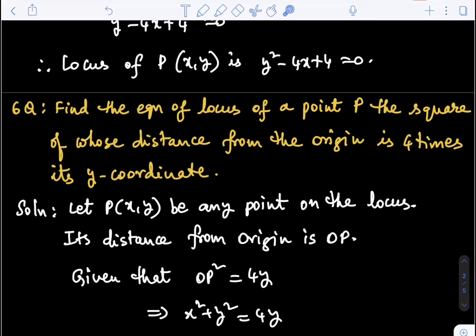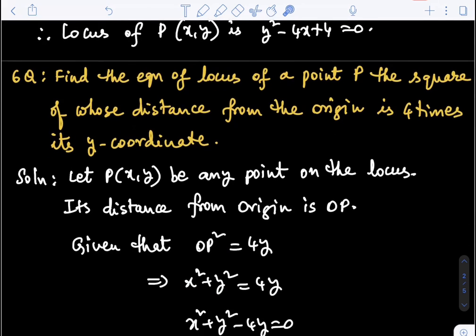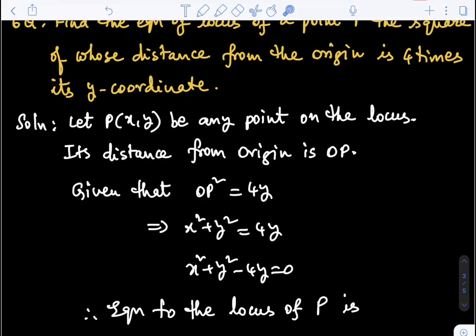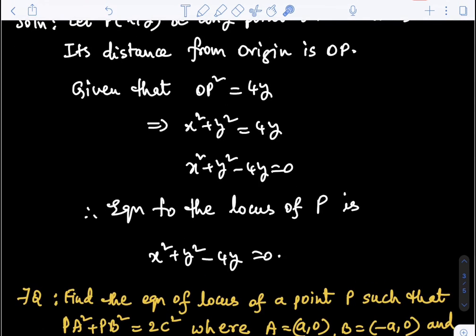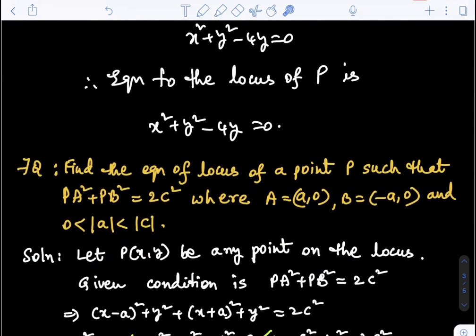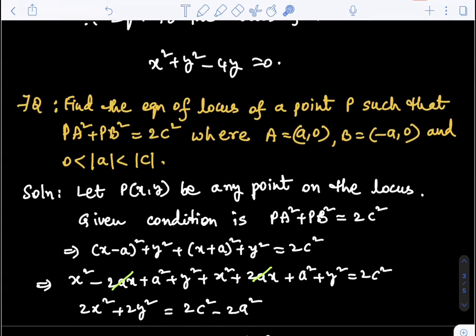So the OP square formula is applied. P is (x, y) and the origin is (0, 0). So we get x square plus y square, and this is 4y. The RHS part is brought to the LHS so that we get an equation equal to 0. So the required equation of locus is x square plus y square minus 4y is equal to 0.